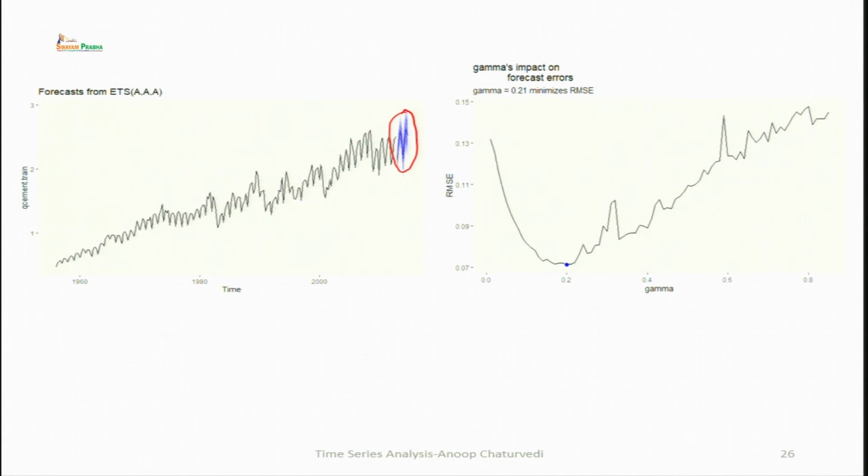We have also checked the influence of gamma on root mean squared error, means we have forecasted the values of y t for different values of gamma, and then we plotted the root mean squared error here, and then you can easily verify that for gamma equal to 0.21, you get the best forecast.